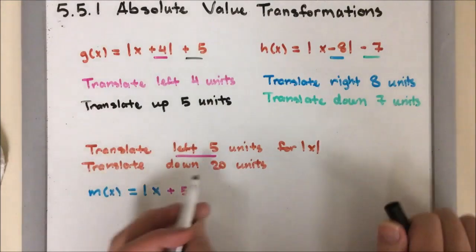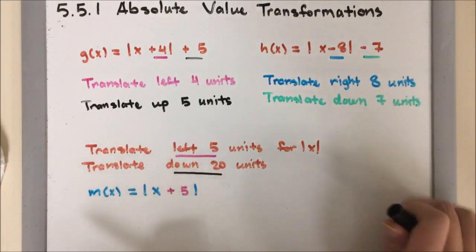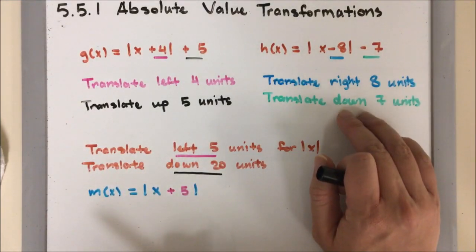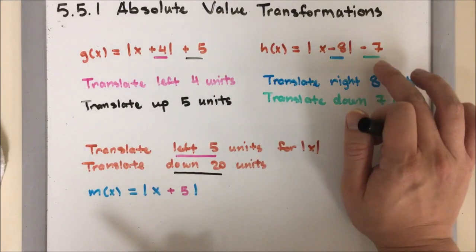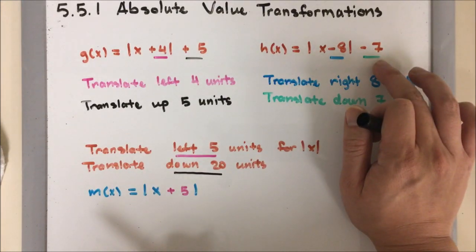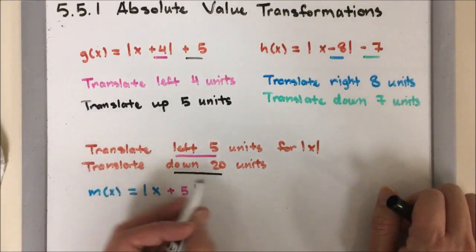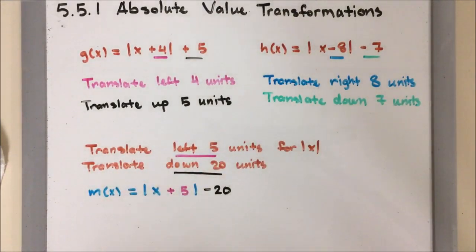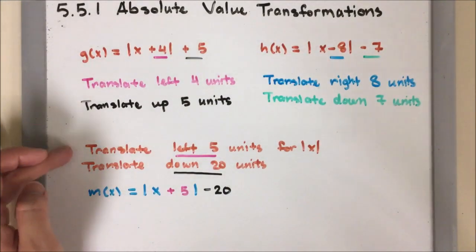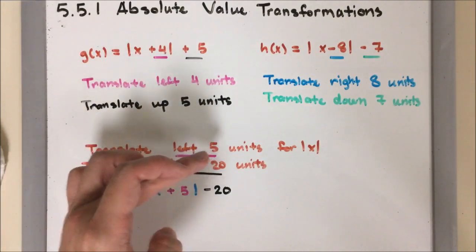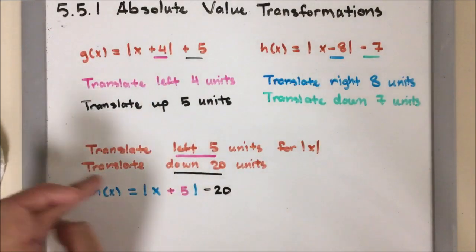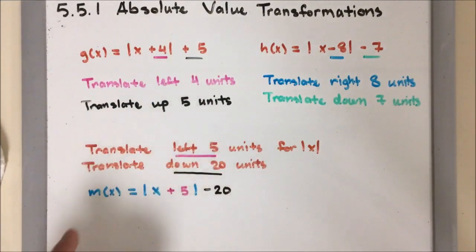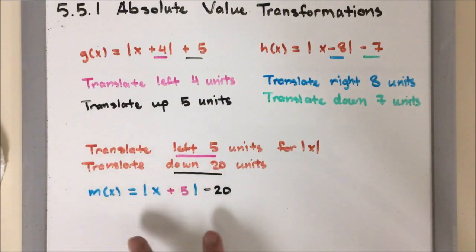Then for down 20, if we look at the example up here, this one says down 7 and it matched with minus 7. So if this one says down 20, then you write minus 20. So that's all you have to write for the equation when given these two translations. Translate left 5, plus 5. Translate down 20, minus 20. So my answer is m of x equals the absolute value of x plus 5 minus 20.